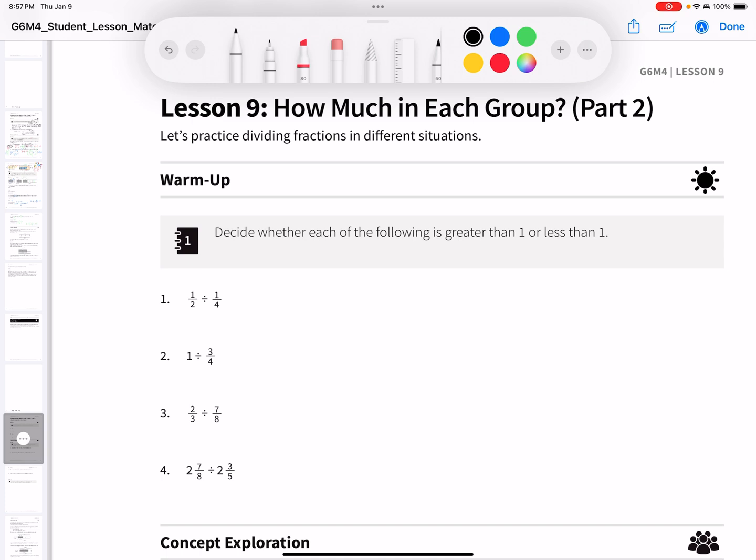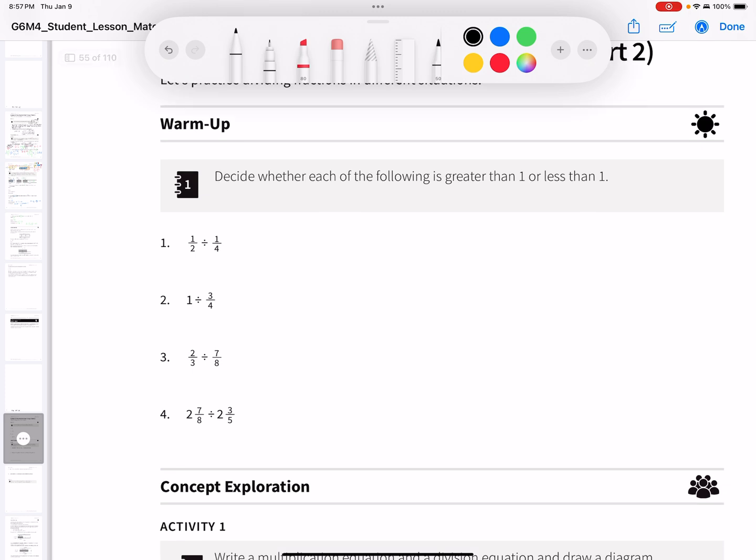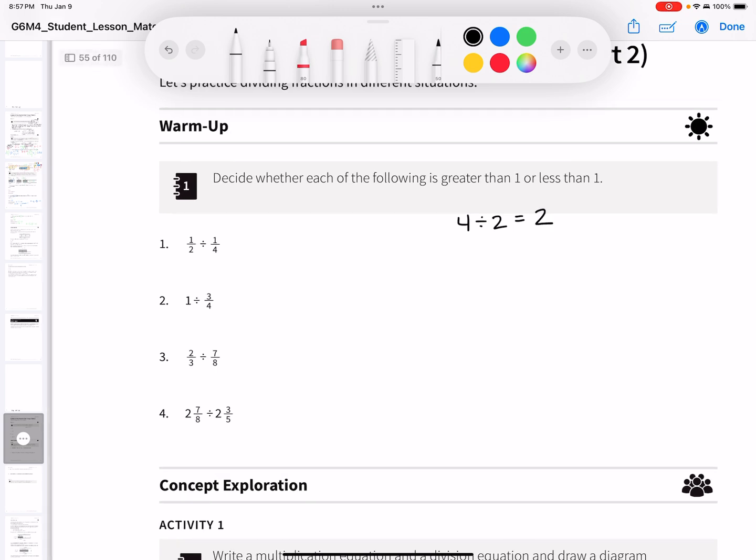So before we jump into this warm-up, let's talk through some things. If I used regular whole numbers like 4 divided by 2, right? 4 divided by 2 is 2. So is this greater than 1 or less than 1? Well, this is greater than 1. Okay. The answer is 2, so it's definitely greater than 1. But what if I did 2 divided by 4? Well, 2 divided by 4 is 2 over 4, which can be reduced to 1/2. So that is actually less than 1.